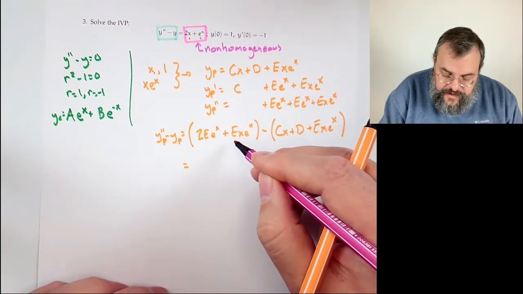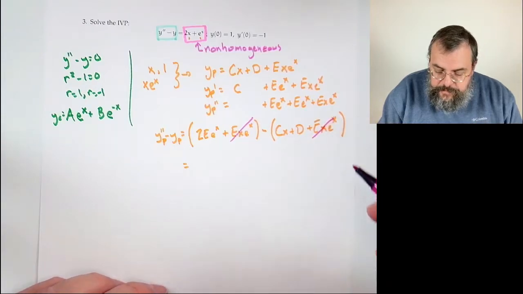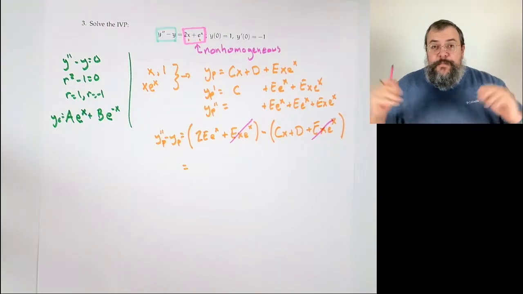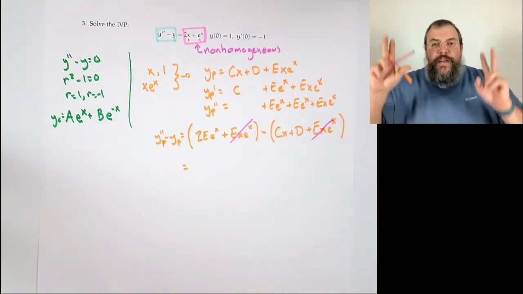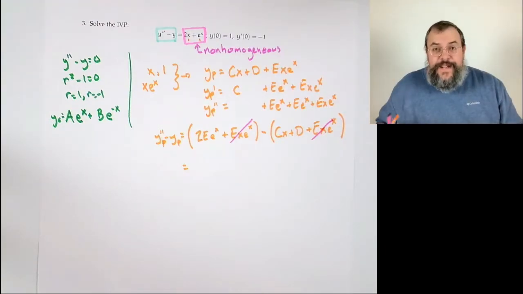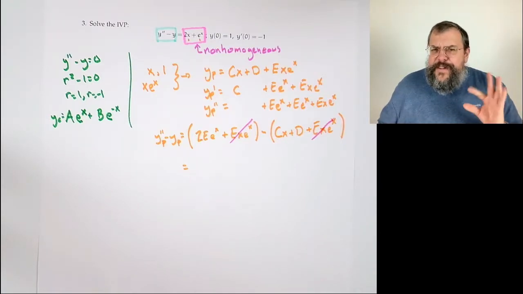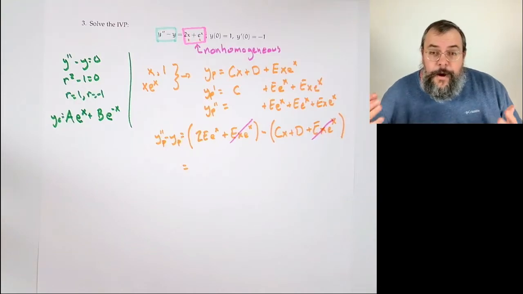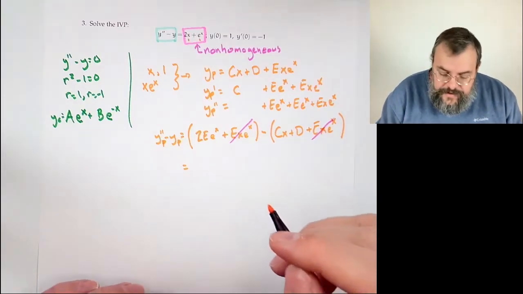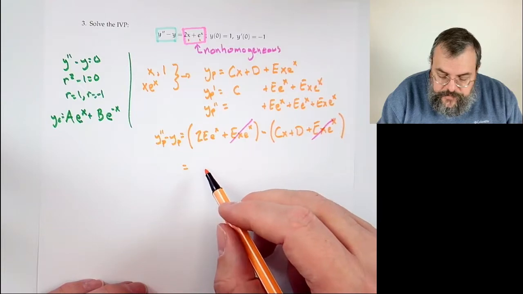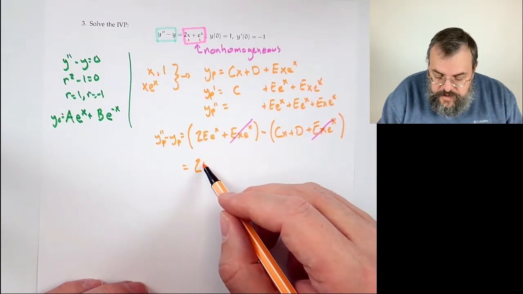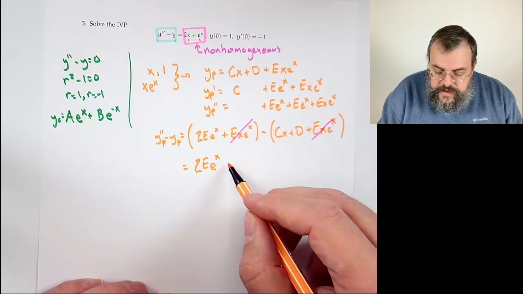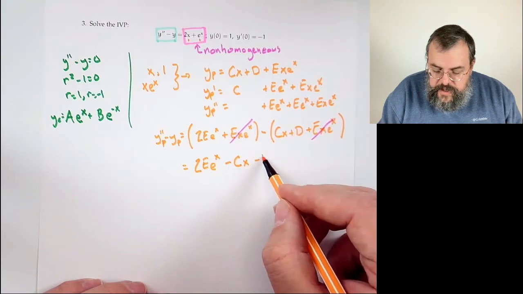Well, notice this part, the part that we bumped up, that will go away. In fact, that should happen. The things that show up because of the bumping should automatically drop out. And if they don't, something very suspicious happened here. Okay, not that we aren't always suspicious, but in this case, it worked out. So we have 2e times e to the x, and then we have minus c times x minus d.